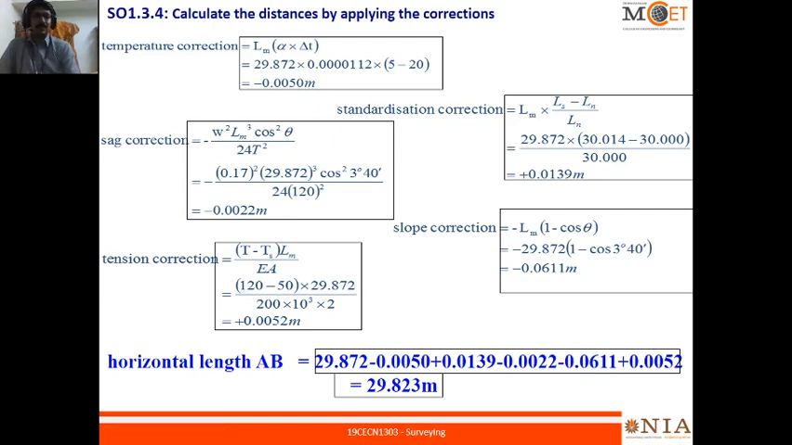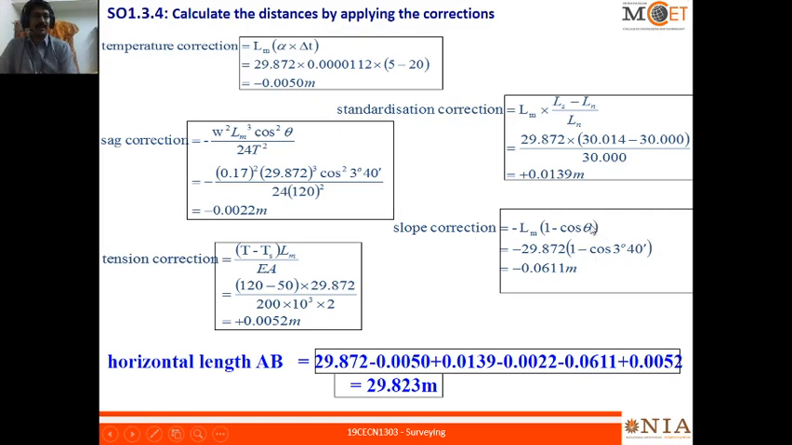Next, based on whether the chain is short or long, we have to determine the error. The measured length is again 29.872. The chain standardization is 30.014, but the nominal length is 30 meter, which it should be. So the difference divided by 30 gives the positive error. It may be vice versa. If the chain is short, then it will be negative, right? So now we have the answer for that. Next, we will come back to the sag lastly.